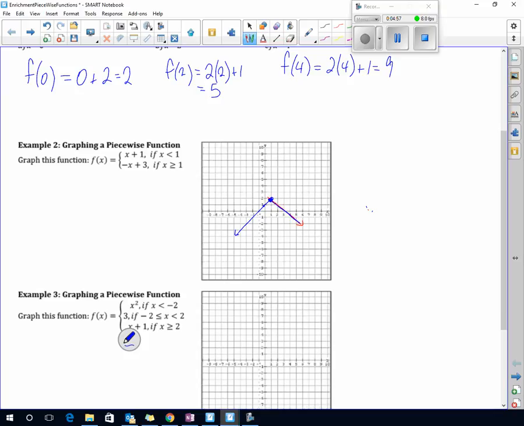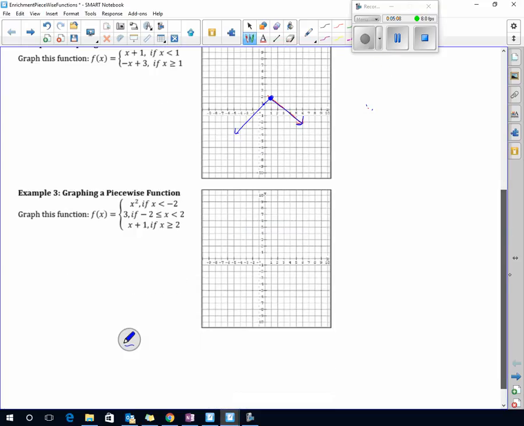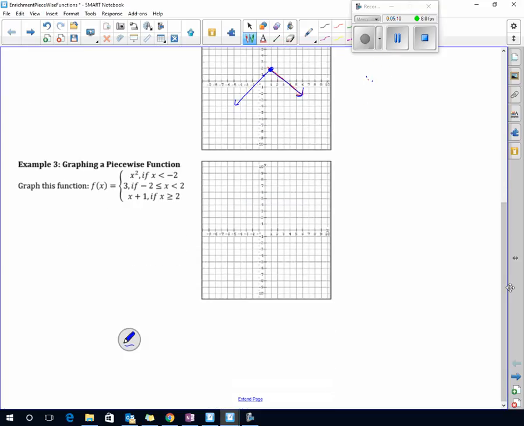Okay, so now we have a parabola, a constant function, and a line. And the walls are between -2 and 2. So I'm just going to put those walls there, just so I know that there's two different things happening. I'll erase them later. But does everybody see there's kind of three sections here, and three different things are happening?